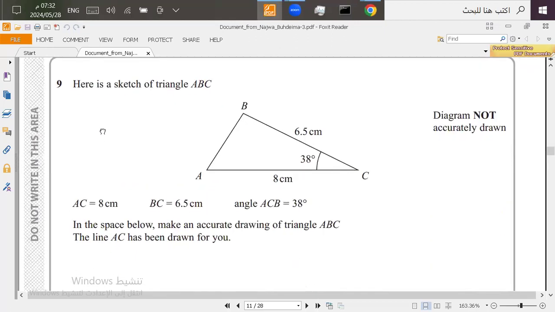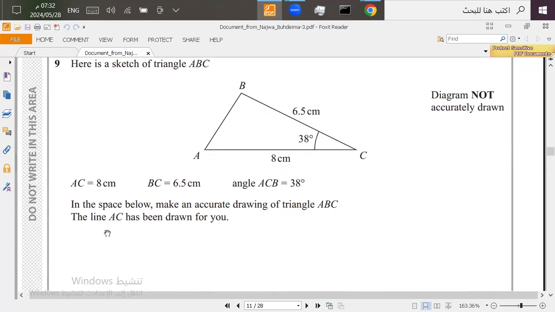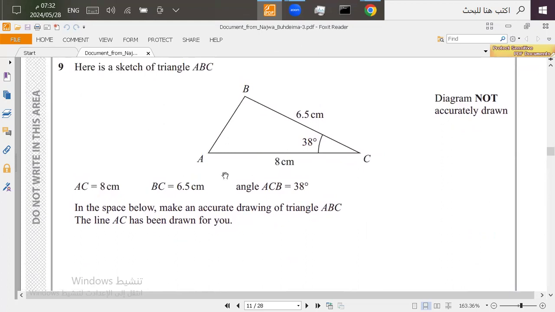Question 9. Here's a sketch of a triangle ABC. These are the lines given. In the space below, make an accurate drawing of the triangle ABC. The line AC has been drawn for you. So we're going to take the line AC to the maths pad and draw the rest of the triangle. So first, let's take the information here. AC equals 8, and then BC equals 6.5, and the angle ACB will equal 38.